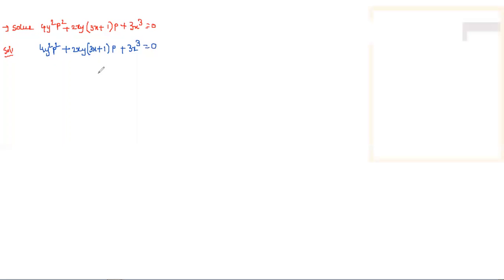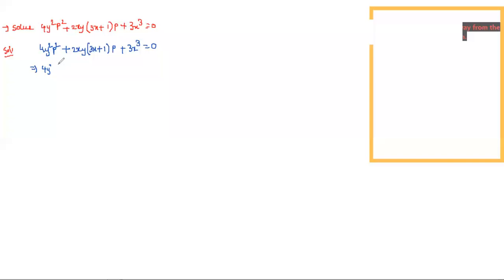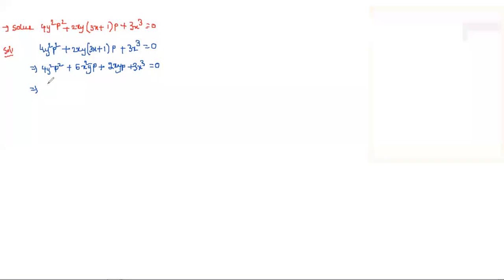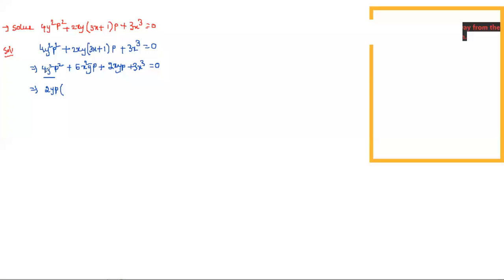So the given equation as it is we have chosen. Now you can multiply the terms. So 4y square P square plus 2x into y into 3x, 2 into 3 is 6, 6x square y into P, also here plus 2xy into 1 is nothing but 2xyP, plus 3x cube is equal to 0. Now we have to take the common one. Okay, so what can we take common? So here it is, 2yP is the common one we can take. If you take 2yP as common one, what about the remaining?